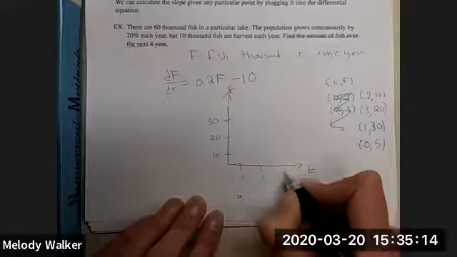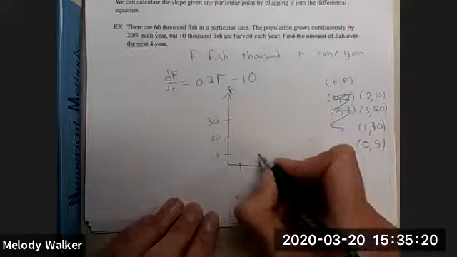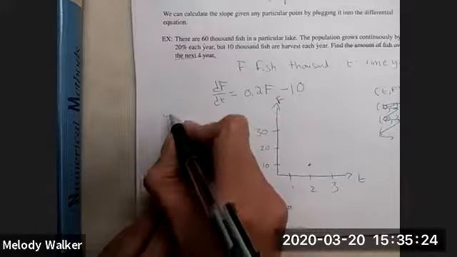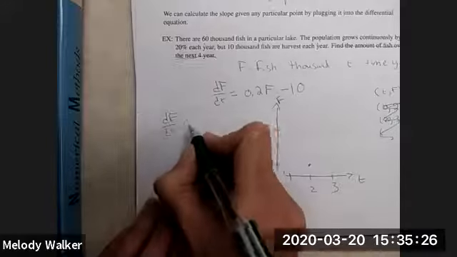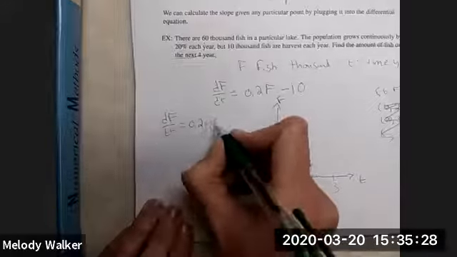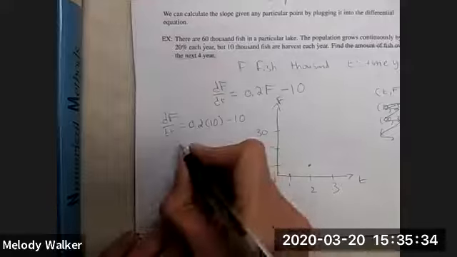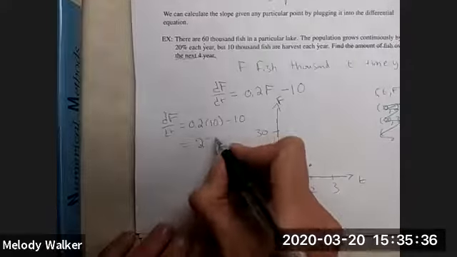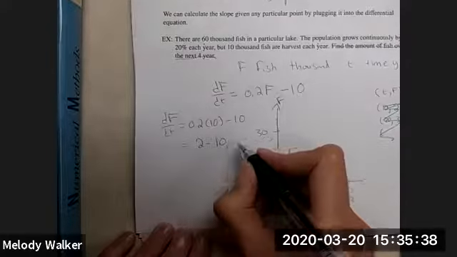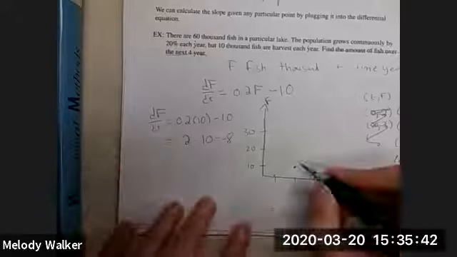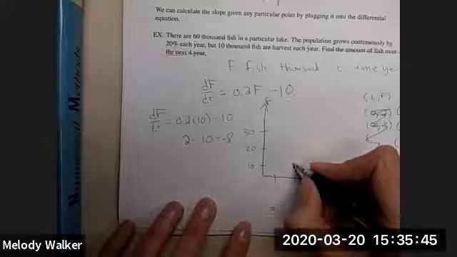So the point (2, 10) is here. If I plug this in, we know dF/dt is 0.2 times 10 minus 10. And 10 times 0.2 is just 2. So this is 2 minus 10, which means my rate of change is -8. So that's a slope that's negative, and 8 is pretty darn steep.